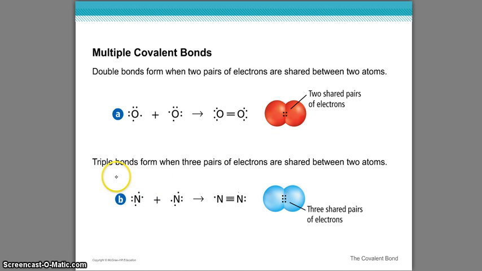And a triple bond forms when 3 pairs of electrons are shared. So here, the nitrogens in nitrogen gas are going to share all of those electrons. So you can draw 3 dashes, or you can draw 6 electrons. Most often you're going to see the dashes used rather than the dots to represent the double, triple, and single bonds. So those are the ones we're going to be using in class.